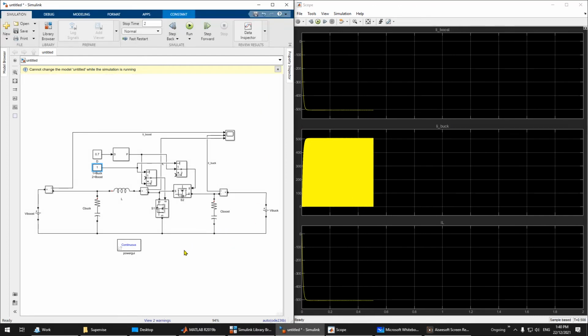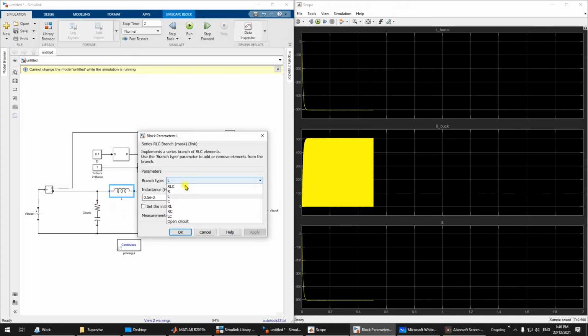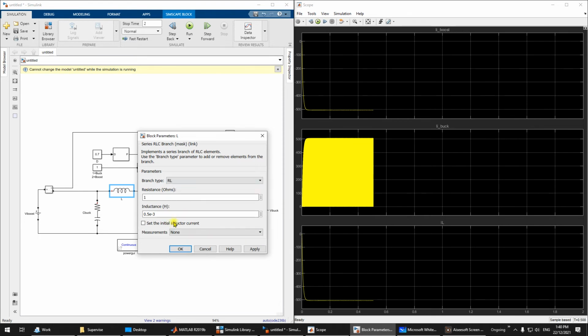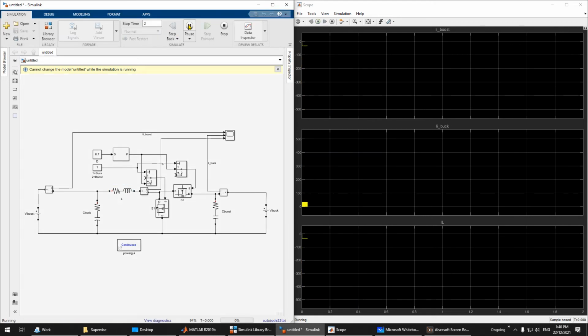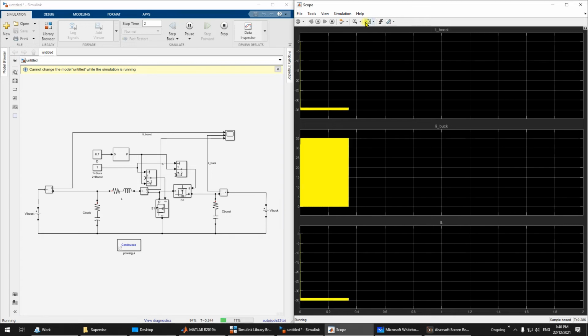Before I forget, in a real application, make sure you put RL. The inductor has an internal resistance, so I suggest you put in a resistance. This one is still not working.